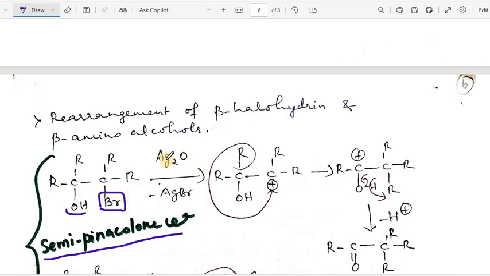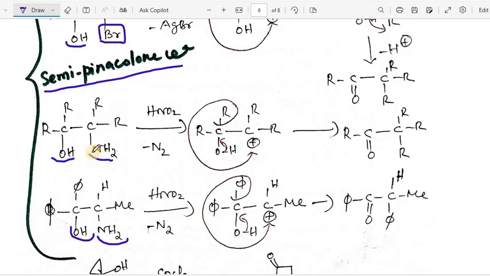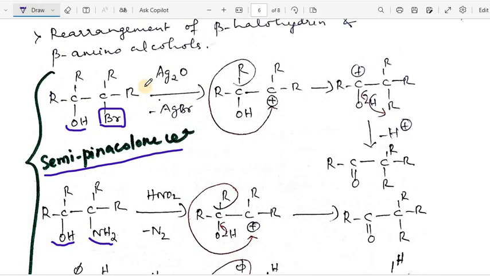Br will be removed with the Ag. It will be removed as AgBr, silver bromide, and we will get a carbonium ion. And the second step, as usual, is a 1,2 alkyl shift and formation of another carbonium ion. The last step is removal of H plus and formation of ketone. All other steps are similar. Here, instead of 2 OH, we get 1 OH and 1 NH2, that is called beta amino alcohols.